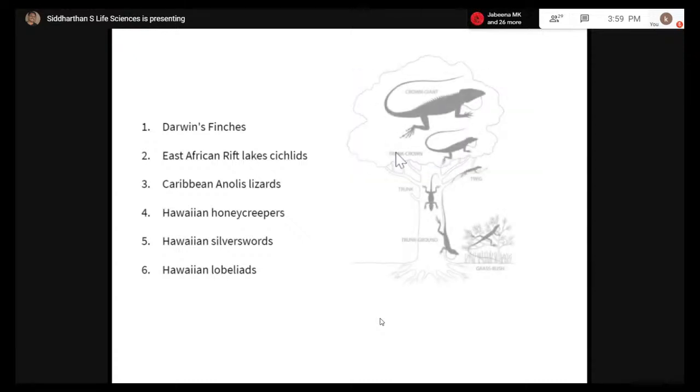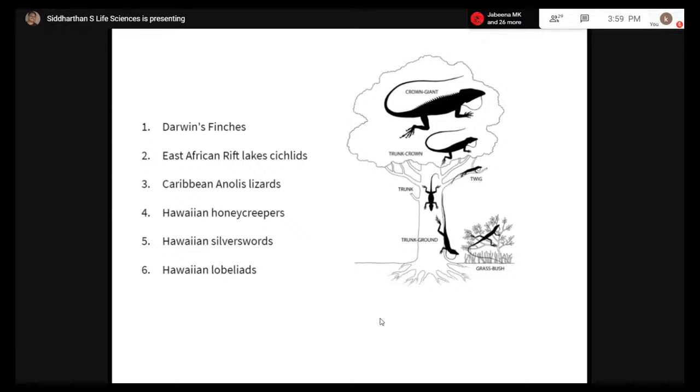The other classical example is the Caribbean islands anole lizards. The body morphs of these lizards are very much varied. The lizards living in the top canopy, since they are covered by the leaves, generally tend to evolve into large-bodied ones, like the crown giants. Whereas the grassland ones have a very slender body, so that they are not very visible to flying predators like the raptors.